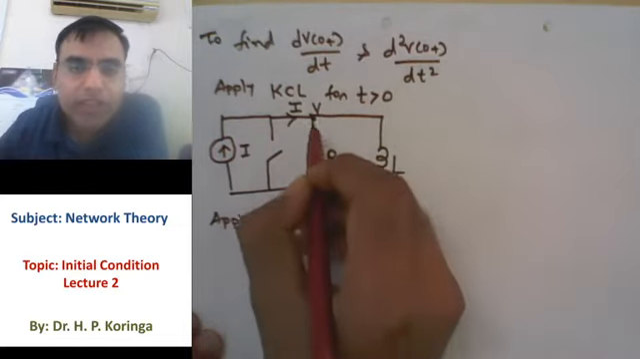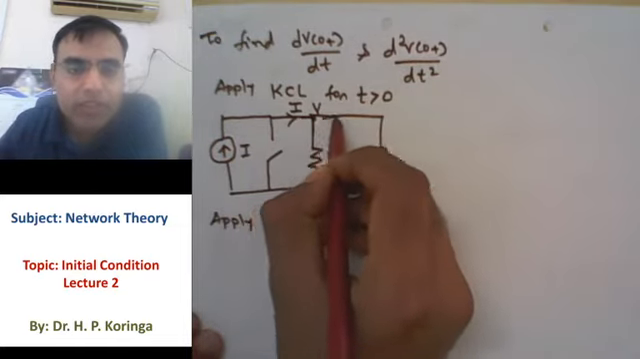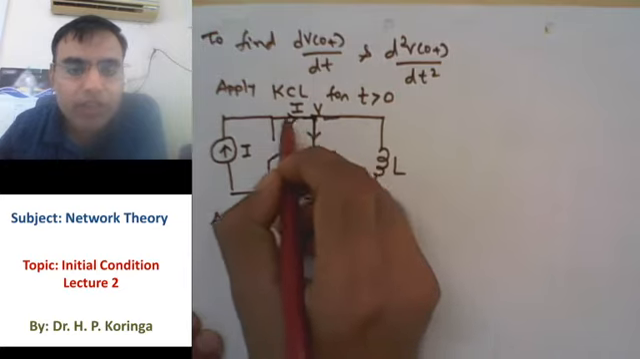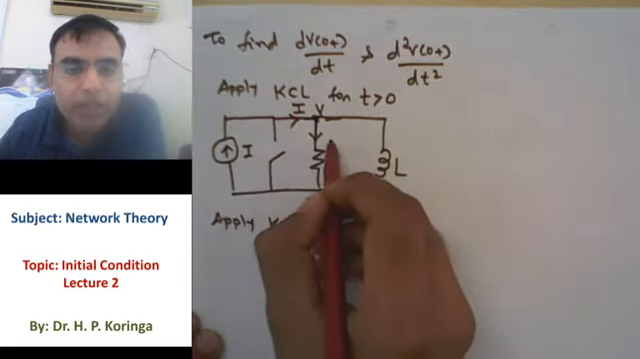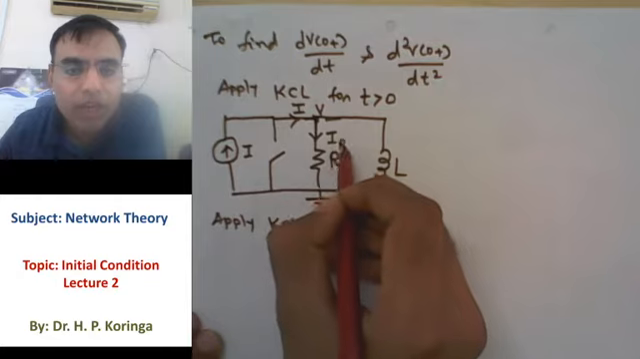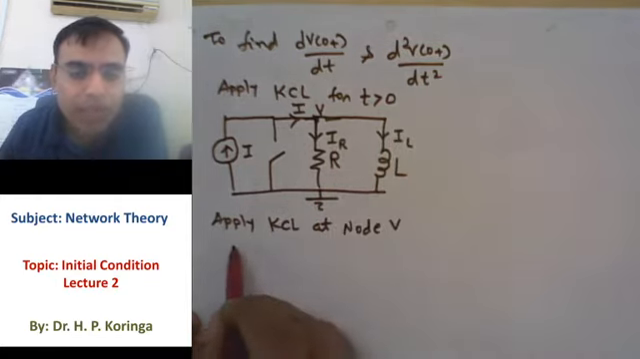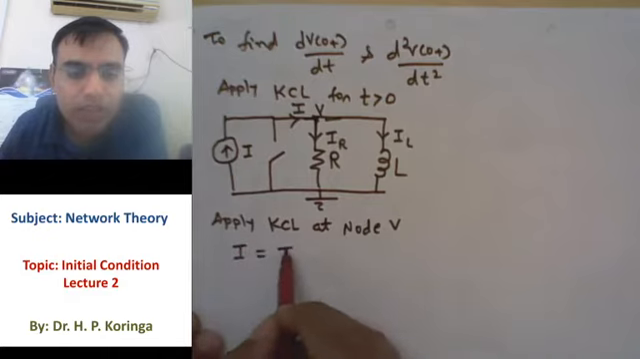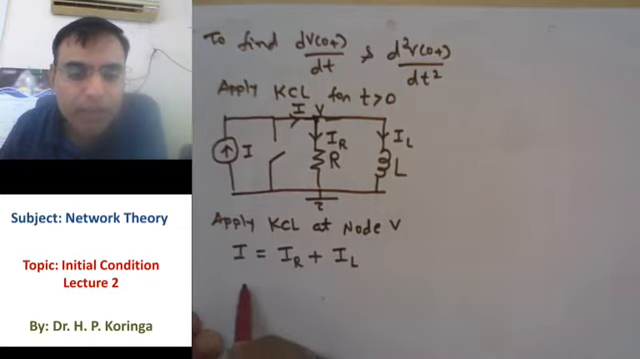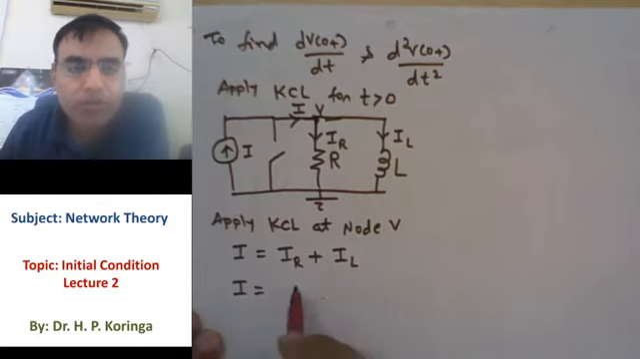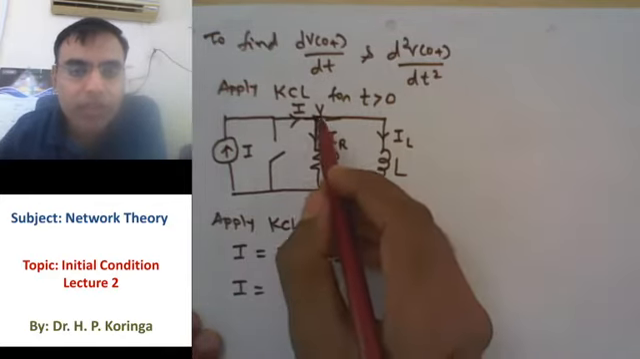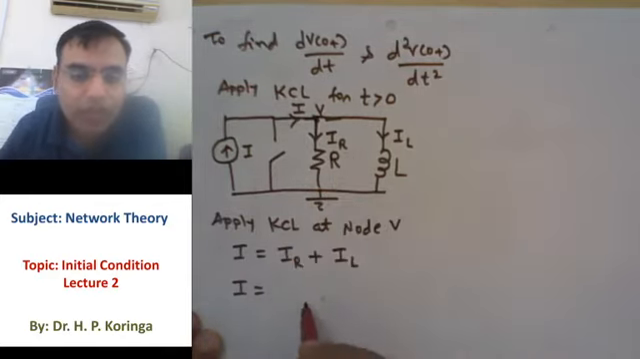At node V there are three branches connected. One is the current source branch of I ampere. Another is the current passing through the R, and the current passing through the L. So I is equal to current passing through R plus current passing through L. Now the current passing through R can be represented in terms of voltage and resistance value. It is V minus 0 divided by R. So current passing through R is V divided by R.